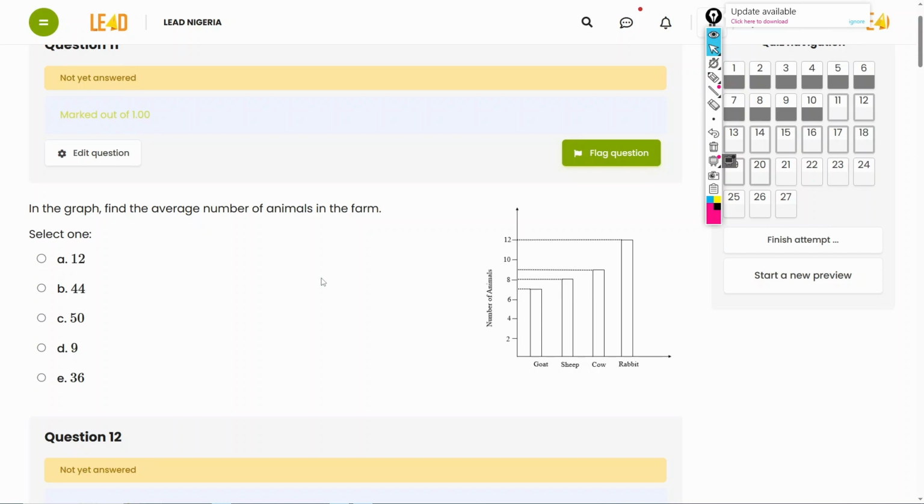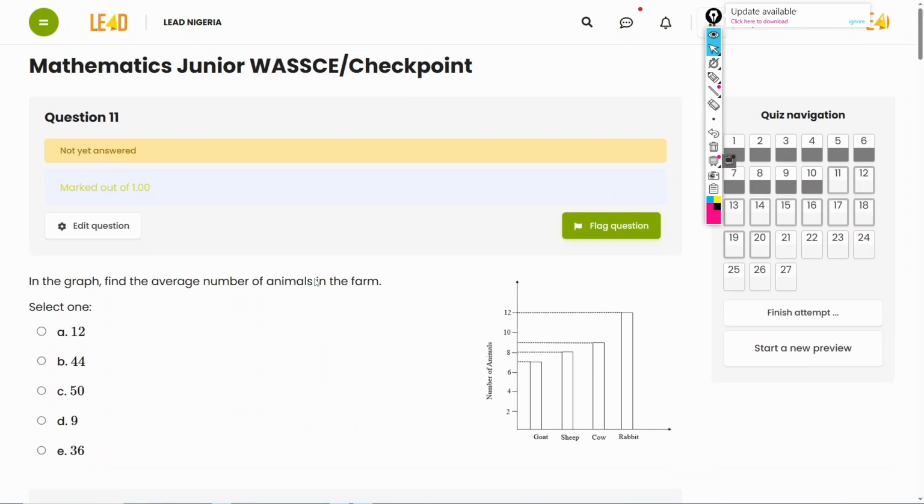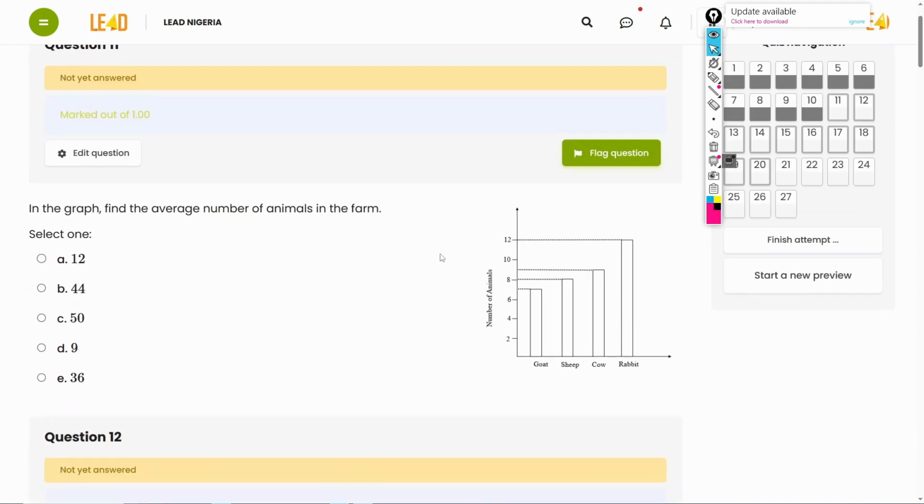In the graph, find the average number of animals in the farm. So average means mean, right? Average and mean mean the same thing. So average or mean is given by the formula sum of terms over the number of terms.